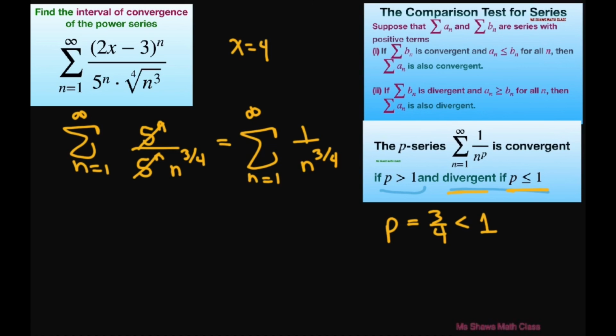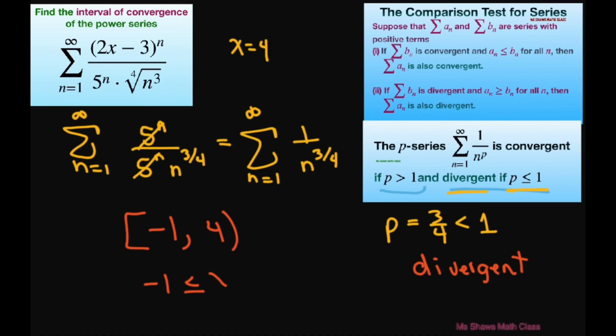So since at negative 1 it was convergent, you write negative 1 with a closed endpoint. And since at 4 it was divergent here, you have an open interval for 4. So basically it's negative 1 is less than or equal to x is less than 4. It's like that.